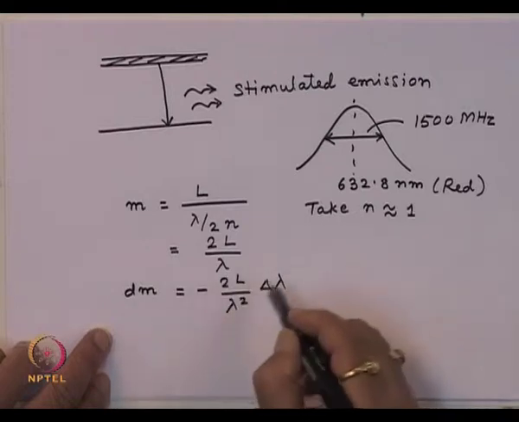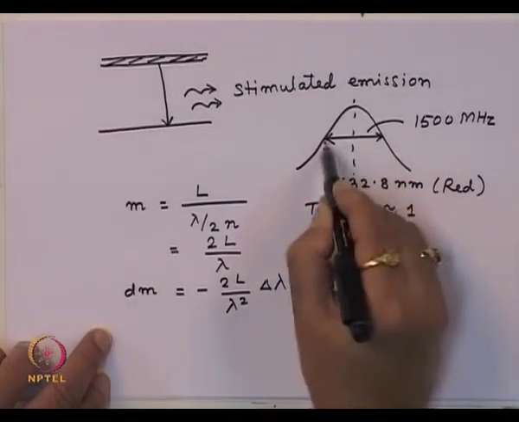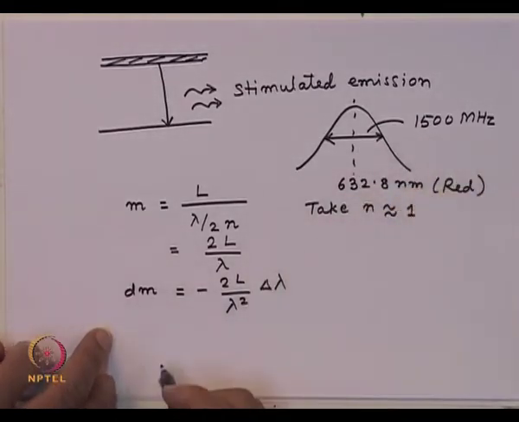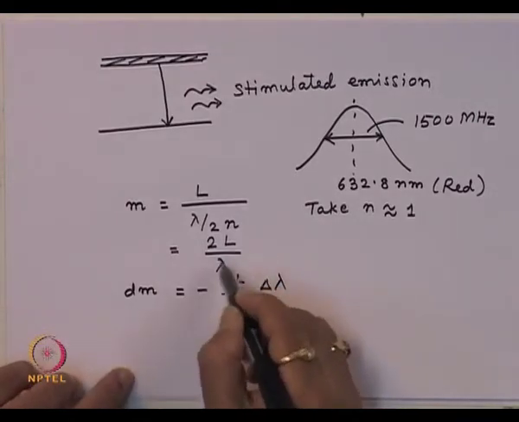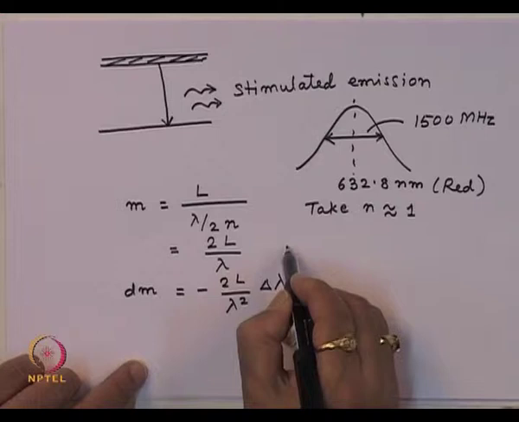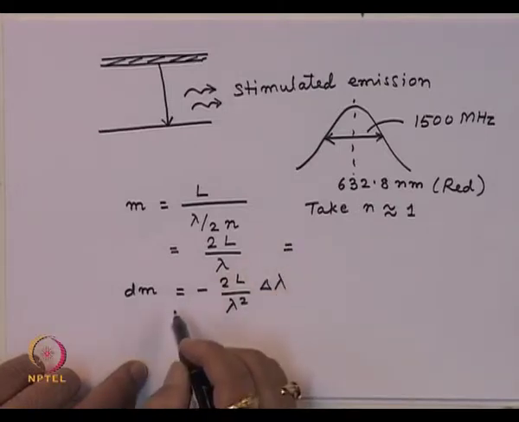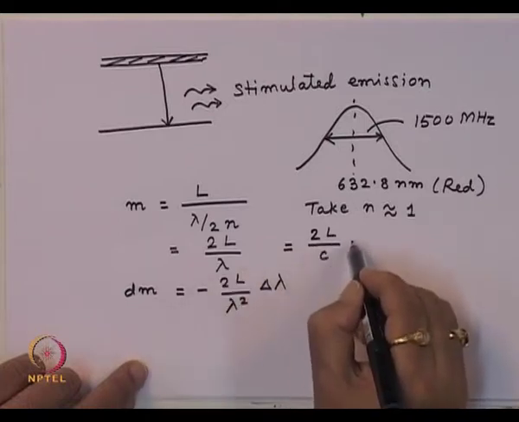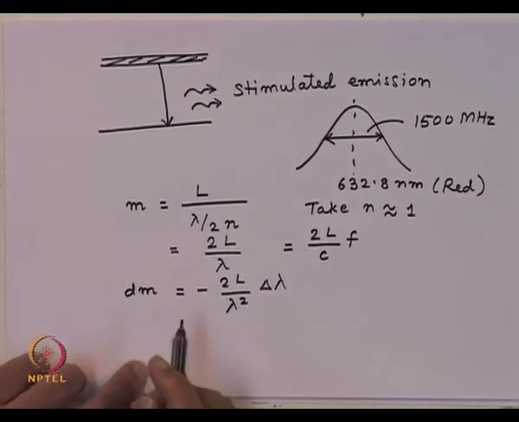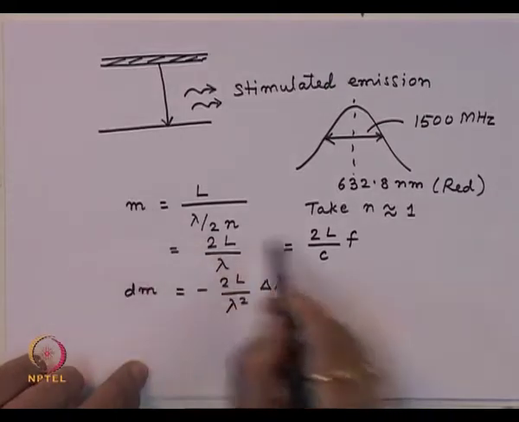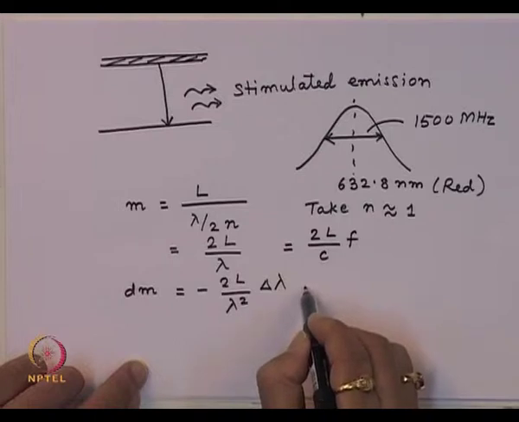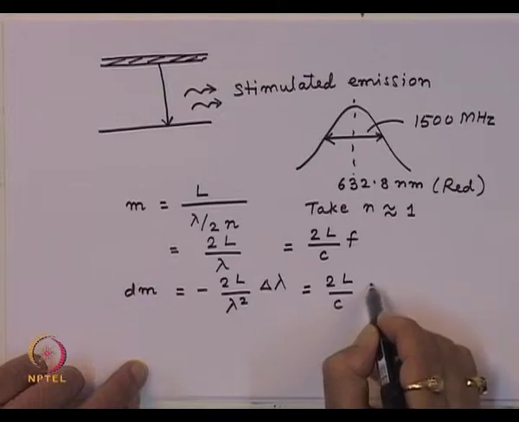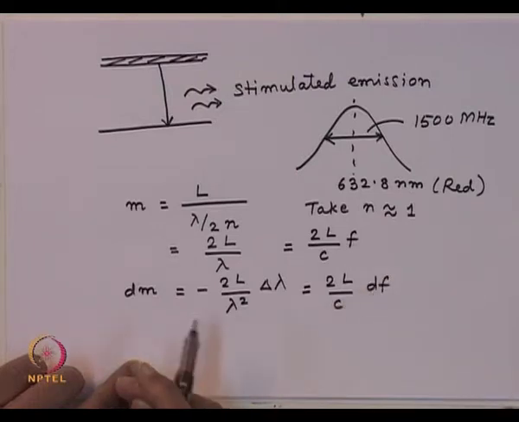But in this case, we are not given the spectral bridge in terms of the wavelength. We are given now the spectral bridge in terms of the frequency, 1500 megahertz. So, rather than using this relation in terms of lambda, let us use this relation in terms of frequency. So, this will be 2L divided by lambda, we can put as C into the frequency, or if I differentiate now with respect to frequency, that will be equal to 2L divided by C into df or delta f.